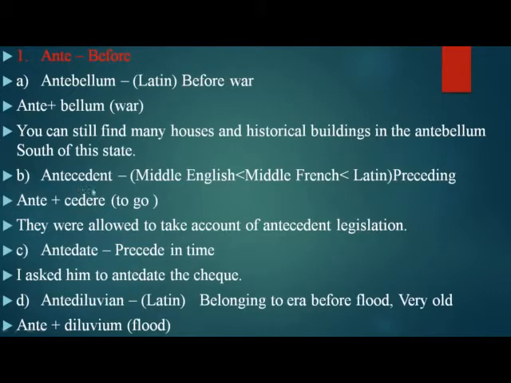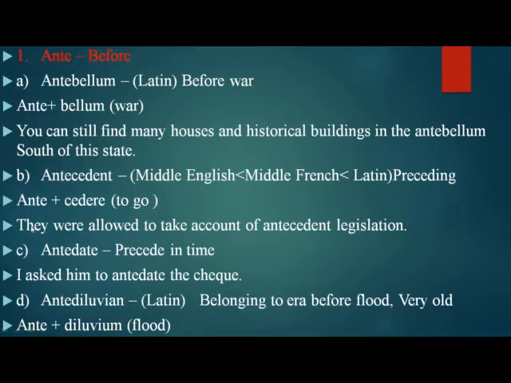Similarly, you can see antecedent. It has Middle English, Middle French, Latin origins, means in all the three we can find it, and it means preceding. In grammar as well we use it, so antecedent is the preceding noun. So here antecedere, that is ante plus cedere, that is how the prefix and the root are associated. And cedere means to go, so to go before, that is actually what it means. And now exactly the meaning of this word is preceding.